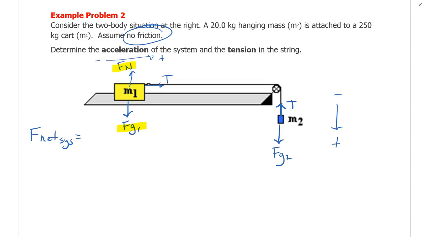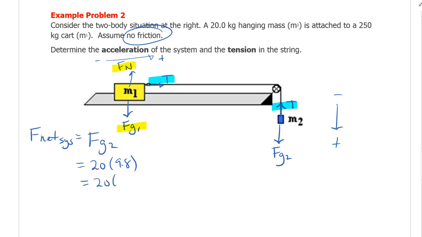The other piece is that these tension forces cancel each other out because those are internal forces. This tension force is in the positive direction, this tension force is in the negative direction, so they indeed cancel each other out. So this is actually kind of a simple piece here. The F net of the system is merely the force of gravity of object number 2. So what is that mass? This one was 20 kilograms, so it's 20 times 9.8, which would be, what, 196?